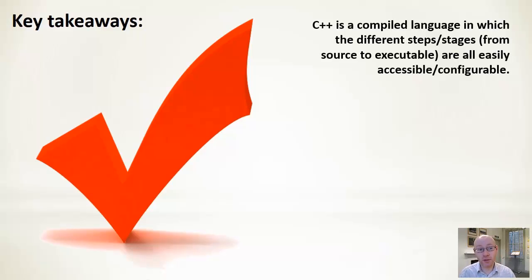So overall, just by way of summary, C++ is a compiled language. We gave a very brief overview of the different steps this involves, taking source and turning it into an executable. They're all quite accessible and all quite configurable within C++.